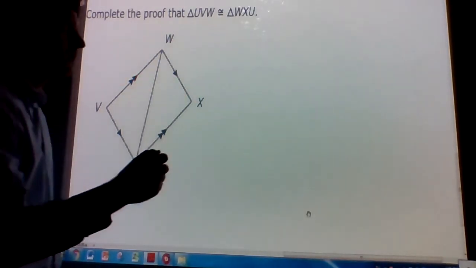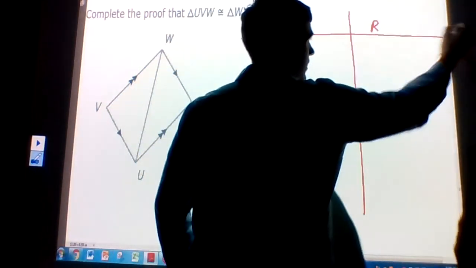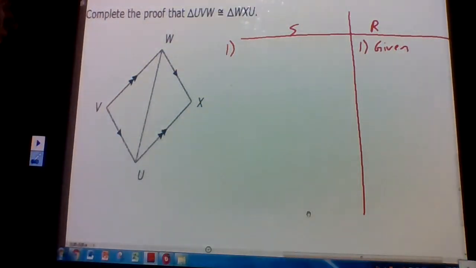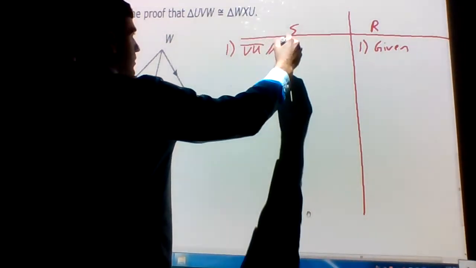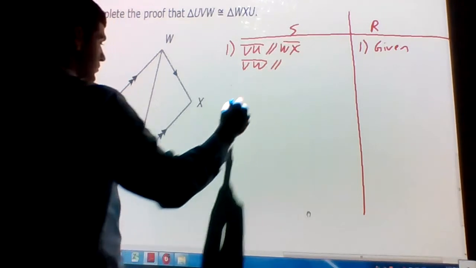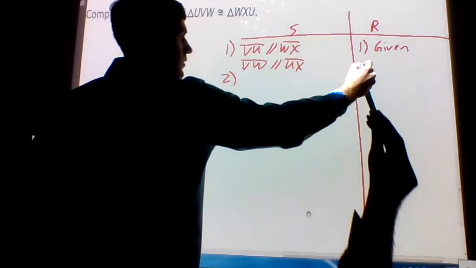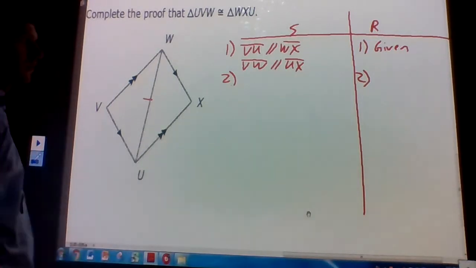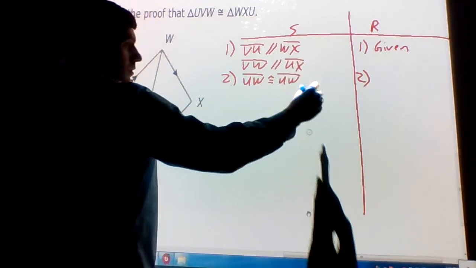So statements and reasons. Okay, first up is always your given. We're given two things actually. We're given that VU is parallel to WX, and we're given that VW is parallel to UX. Okay, so let's go down our list. The first thing on our list is vertical angles. We don't have them. Second thing is shared side, and we do have it. So we know UW is congruent to UW by the reflexive property.